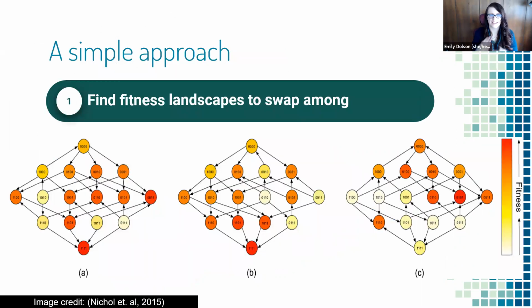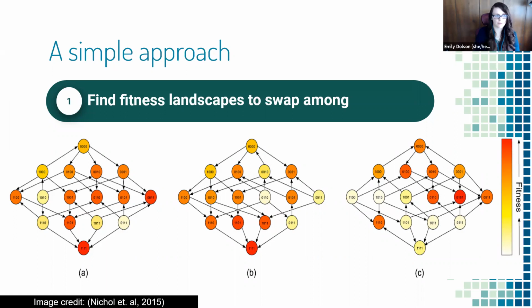So I said that the first step here would be to find multiple fitness landscapes to swap among. So what do I mean by that exactly? Well, basically, when we think about subjecting an evolving population to different pressures, we can usually think about those different pressures as fitness landscapes. So this is an example of 3 different antibiotics and the E. coli fitness landscape that they produce.